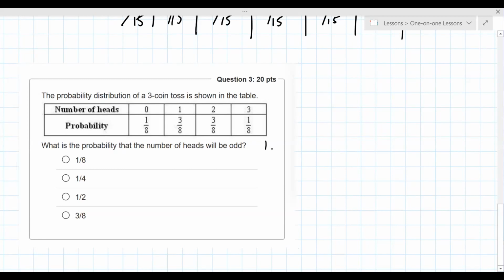So the odds are 1 and 3. So we're looking at this number and this number. What do they add up to? They add up to 4 out of 8. Okay, I don't see that here. 4 over 8, so then that would be 1/2. Good.